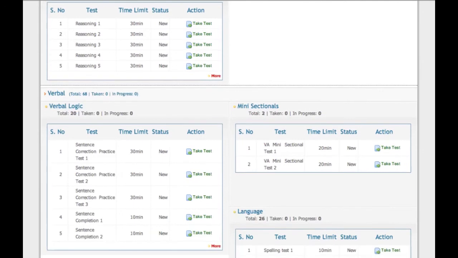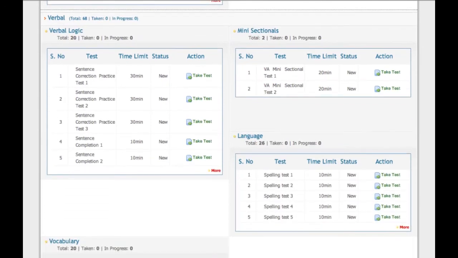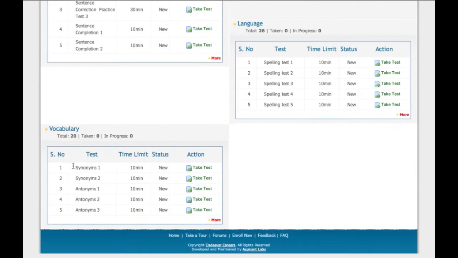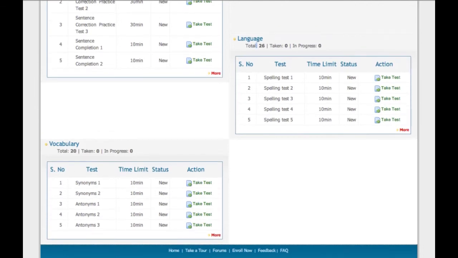Let's go further on to verbal. Now in verbal, we have many more things. We have something called verbal logic, which is about applying logic in verbal. Then there is mini sectional, which is clubbing certain topics. Then there is language, which is nothing but grammar, so you'll have grammar oriented tests there. And then there is vocabulary. So in language or grammar, there are 26 tests in the first phase, which is the initial phase. Now in vocabulary, there are 20 tests, and you have taken none.